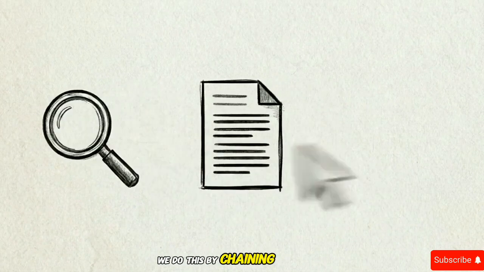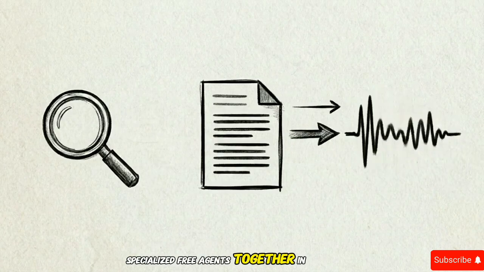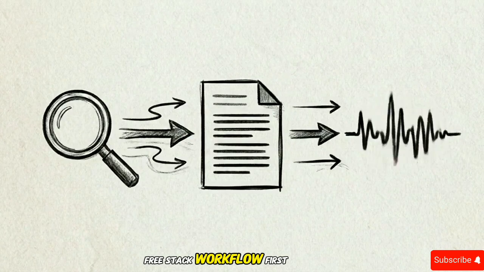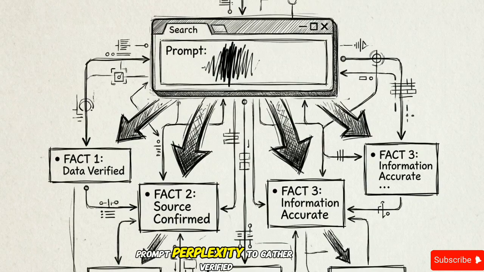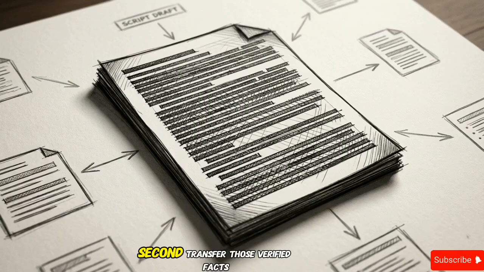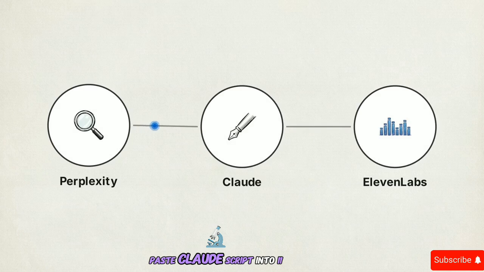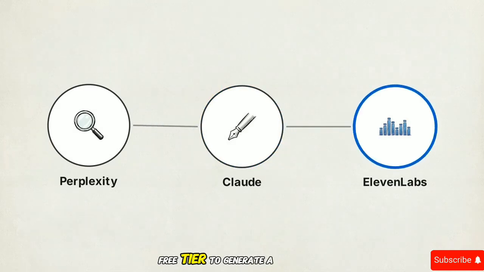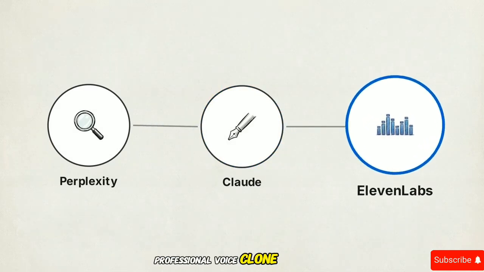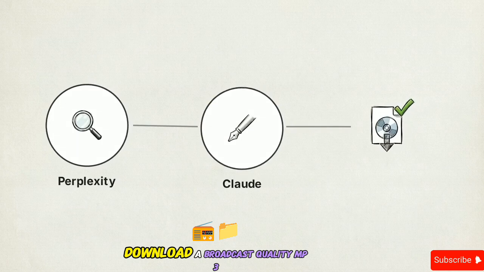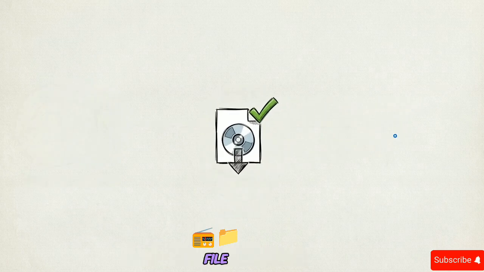We do this by chaining specialized free agents together in a modular free-stack workflow. First, prompt Perplexity to gather verified facts and statistics on your chosen topic. Second, transfer those verified facts into Claude 4.5 to draft a conversational 60-second audio script. Finally, paste Claude's script into 11 Labs free tier to generate a professional voice clone. This process allows you to download a broadcast-quality MP3 file produced entirely by this digital assembly line.